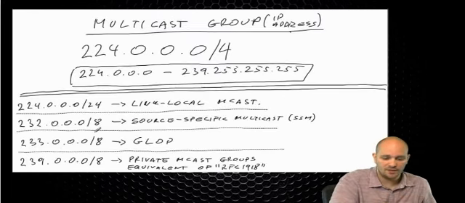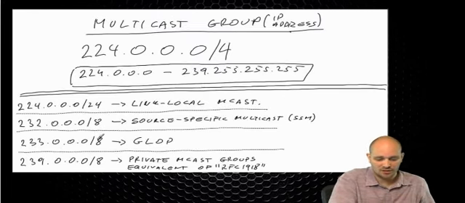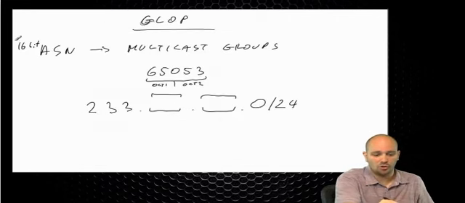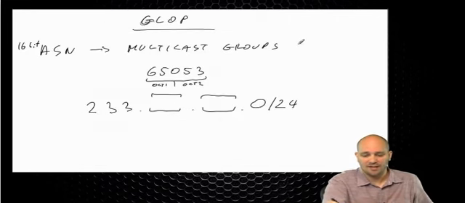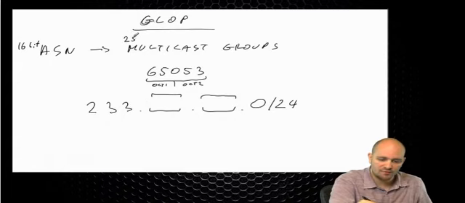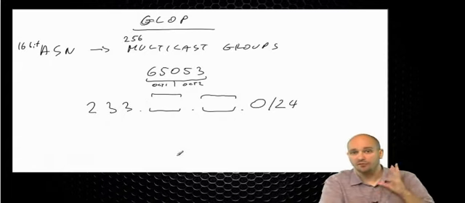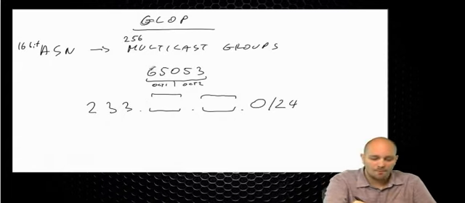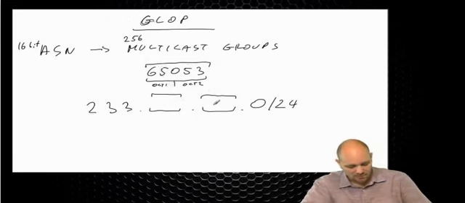So we see here that we have 233.0.0.0/8. So each autonomous system number will actually get 256 multicast groups it can freely use on the internet. By mapping this autonomous system number, these 16 bits, mapping to these 8 bits here and these 8 bits here. This is the way it works.